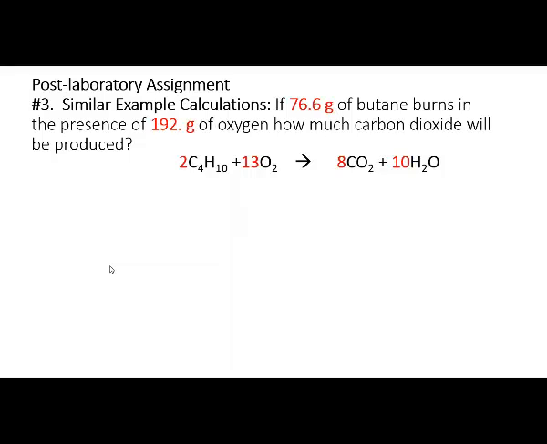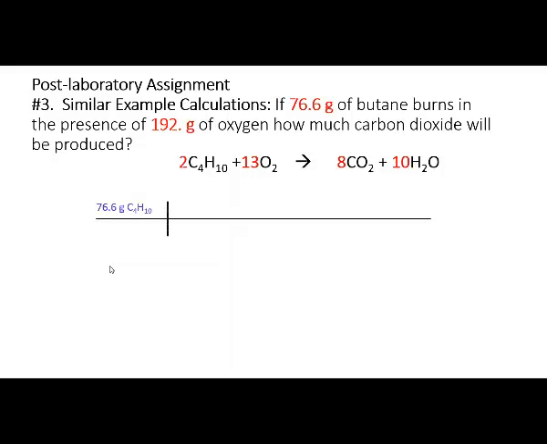Now, since I have quantities of two of my reactants, both the butane, which is C4H10, and the oxygen, which is O2, this is a limiting reagent problem. I need to decide which one of these two reactants will run out first, which will produce the least amount of product of carbon dioxide. That would be my limiting reagent. So I'm going to have to perform two calculations.